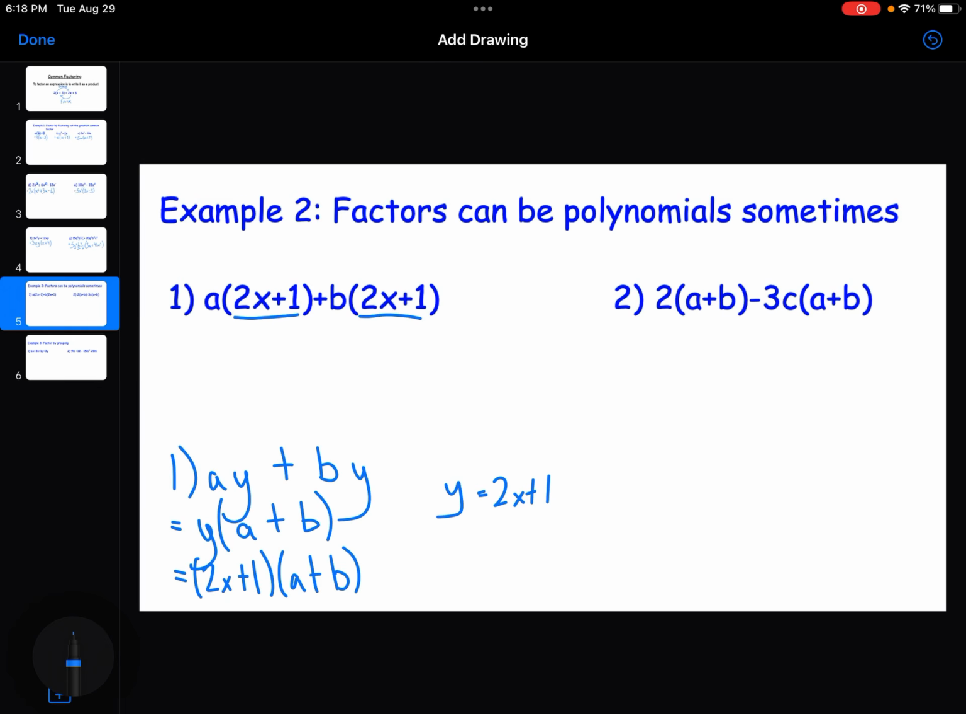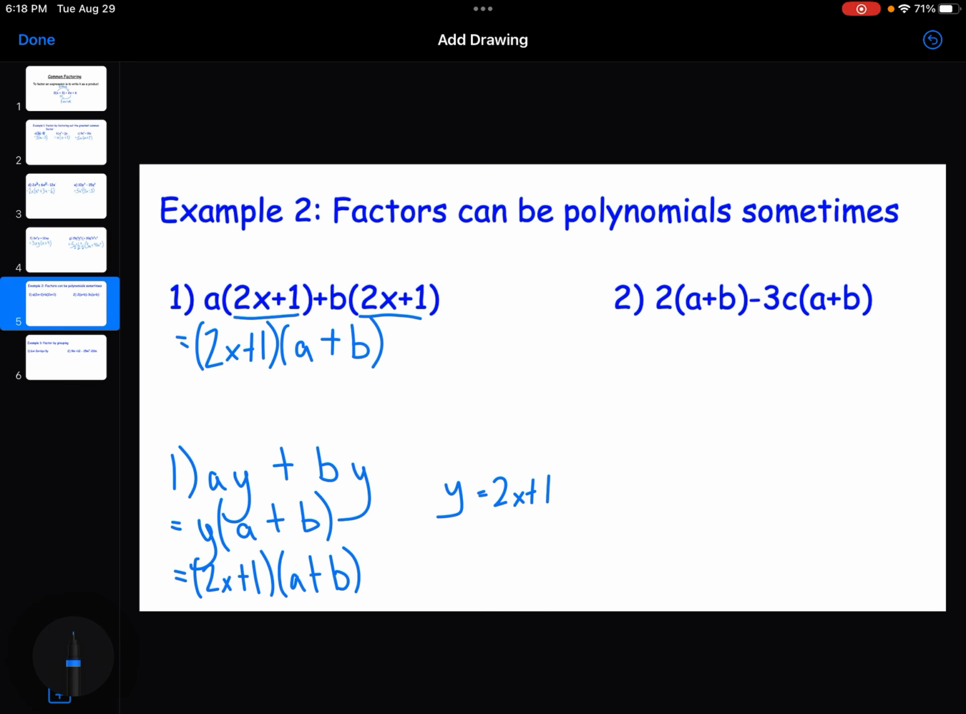It hasn't changed anything, and if you need to look at a question and change it to something like this, you absolutely can do it. But if you can recognize that those two brackets are common, well, let's put the bracket in front and look at it that way. I've got 2x plus 1, and in the first term, I just need an a.